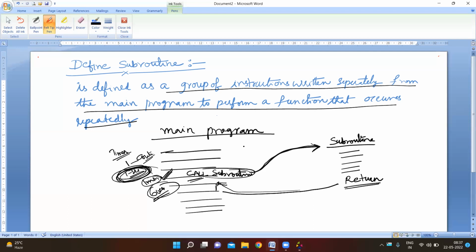The concept of subroutine is mainly used to avoid the repetition of small programs. Subroutines are written separately and stored in the memory, and they are called at various points of the program using the call instruction. And this is all about subroutine.